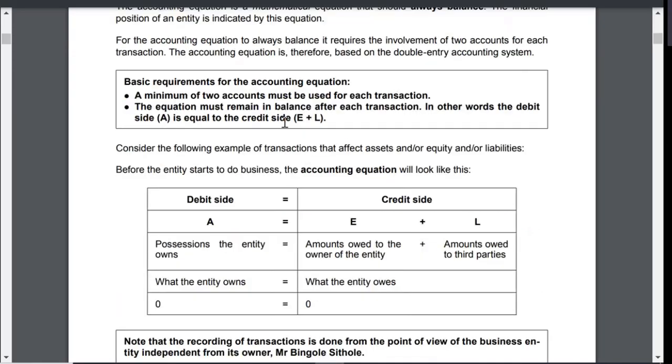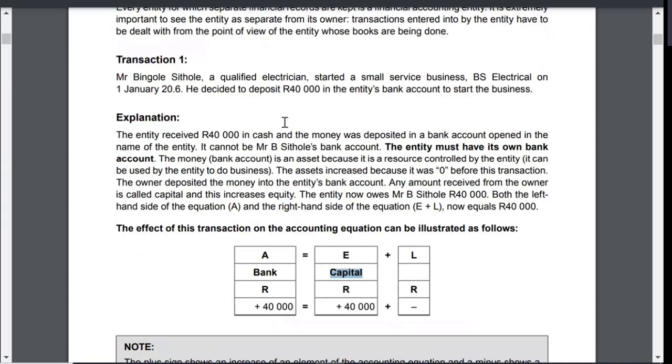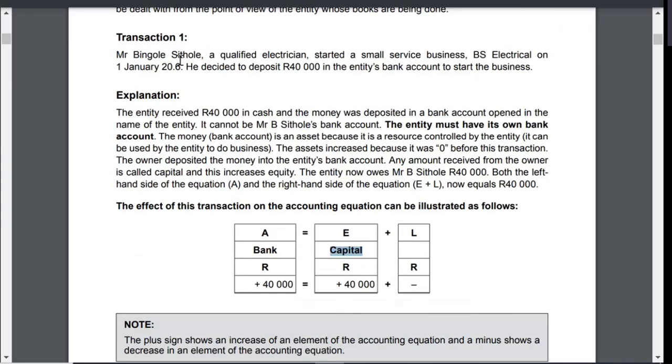So in this case, when you look at this example here of Mr. Bingoli, can you see that the transaction balances? Bank plus 40,000, money coming in, equals capital plus 40,000, and then plus liability 0. The dash means 0, meaning there's nothing. Can you see that the transaction balances? So it's plus 40,000 equals plus 40,000 plus 0. This is the accounting equation.